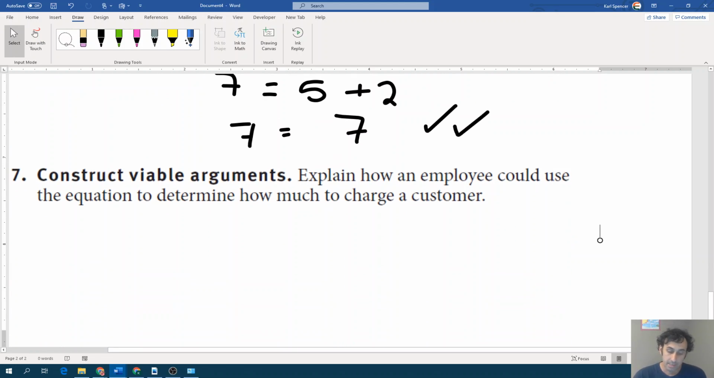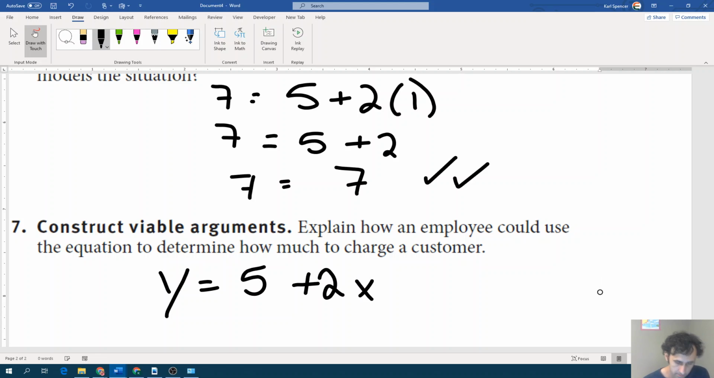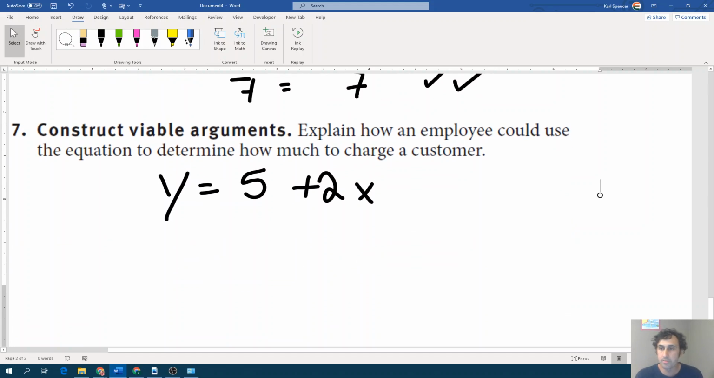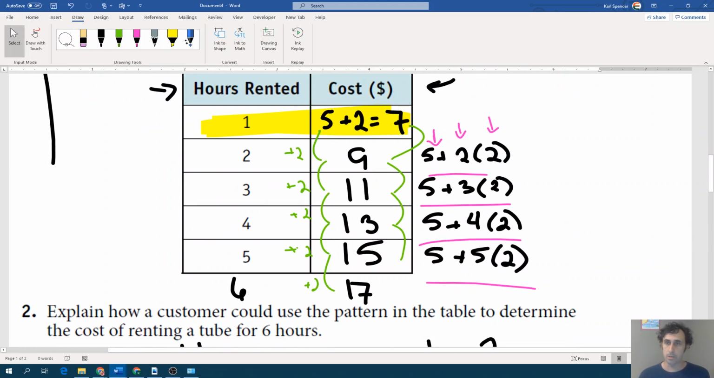So step 7 here, last problem, says explain how an employee could use his equation to determine how much to charge a customer. Well, now that we have this equation, we'll write it here again: 5 plus 2x. If you, as the employee, are trying to figure out how much to charge somebody, all you would need to know is how long they kept that inner tube for, and you could figure out the cost. You would not have to go to that table. Let's just say a customer kept the inner tube for 10 hours, 12 hours, 15 hours. You wouldn't have to make that table go all the way down to 15.